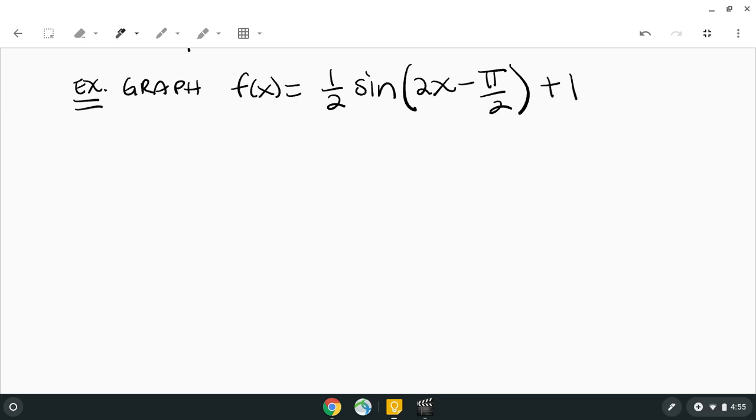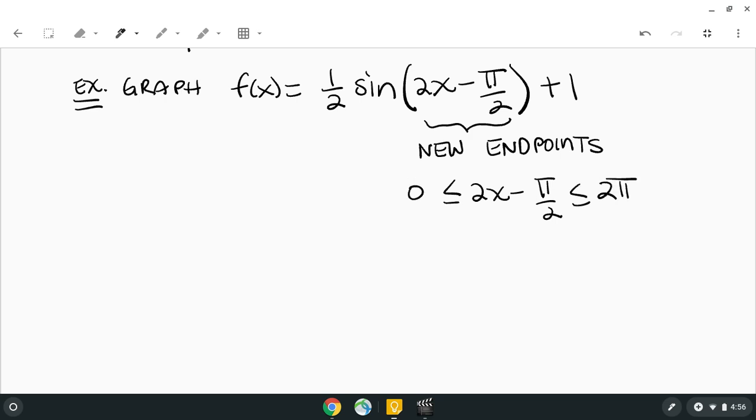Which is why I don't want you to just do your normal horizontal shift, like 2 units to the right or 2 units to the left or whatever. Just solve for your new endpoints. So let's do that first. This tells us that we are going to have new endpoints. It's not going to be between 0 and 2 pi anymore. Let's find out what it's going to be between.